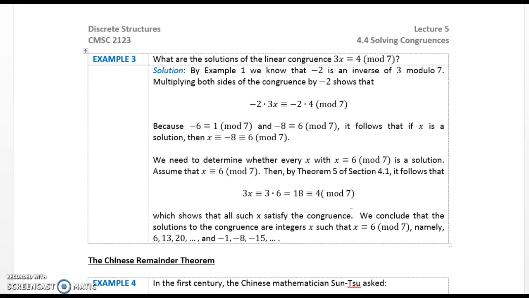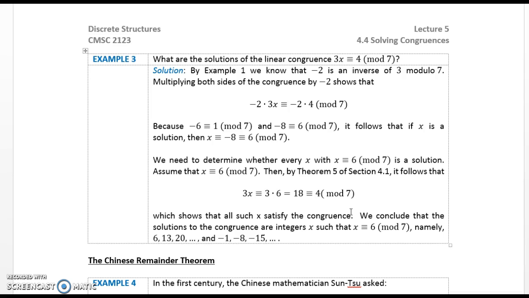Example 3. What are the solutions of the linear congruence 3x is congruent to 4 mod 7? By example 1, we know that -2 is an inverse of 3 modulo 7. So we multiply both sides, obtaining -6x is congruent to -8 modulo 7.